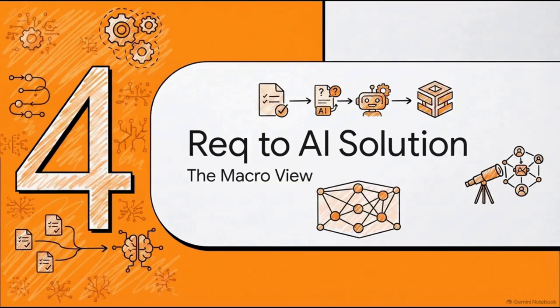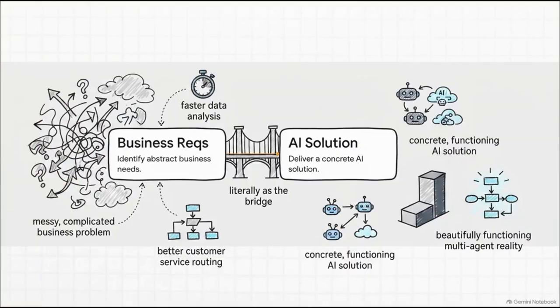Up next is Section 4, Requirements to AI Solution, the macro view. At a high level, it all really comes down to a fundamental 2-step translation process. Step 1, identifying those abstract business requirements. We're talking things like needing much faster data analysis or maybe better customer service routing. And Step 2, actually delivering a concrete functioning AI solution. As a manager, you are literally the bridge here. Your job is translating a messy, complicated business problem into a beautifully functioning multi-agent reality.